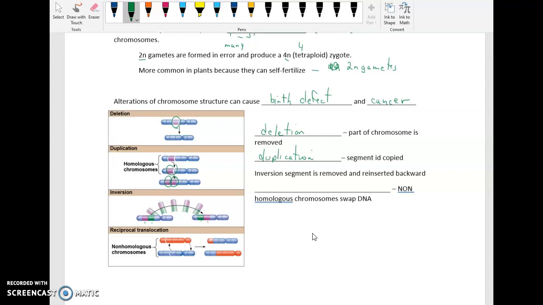And the last one we have is reciprocal translocation. And this is where non-homologs exchange DNA. So here we have the blue one here is longer than the red one. They are not homologs, but for some mistaken reason, they swap some DNA.